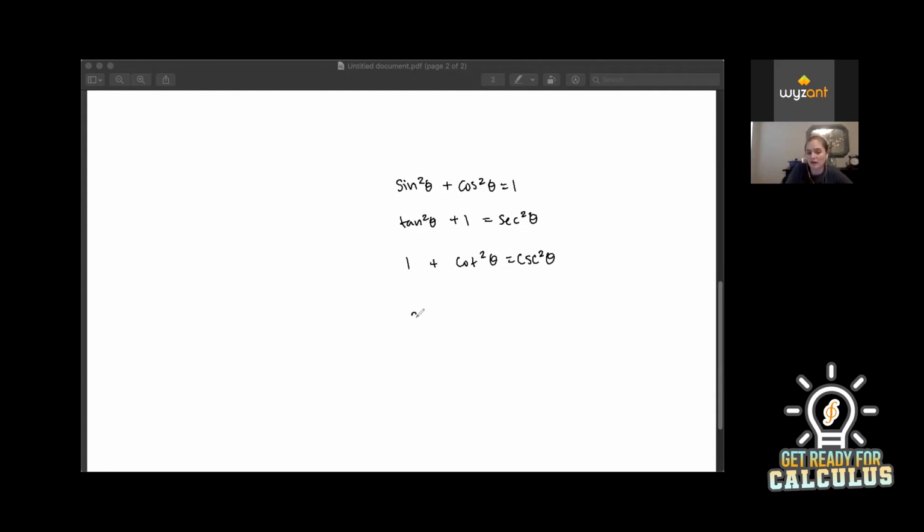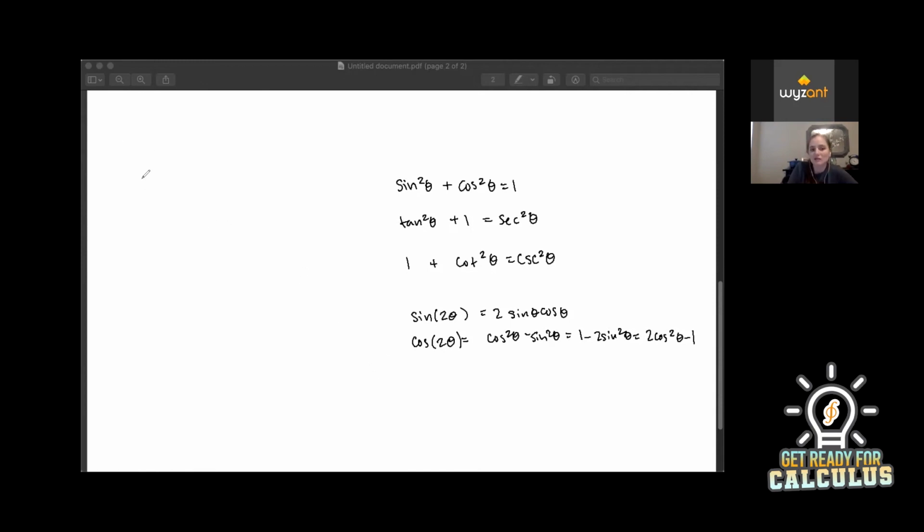And then the double angle formulas you want to know too. So sine of 2 theta is equal to 2 sine theta cosine theta. And cosine of 2 theta is either equal to cosine squared theta minus sine squared theta, or 1 minus 2 sine squared theta, or 2 cosine squared theta minus 1. A lot of these trig identities you probably won't see till later in the year, but it's going to be super helpful to keep them in mind when you come across trig functions and are manipulating them.